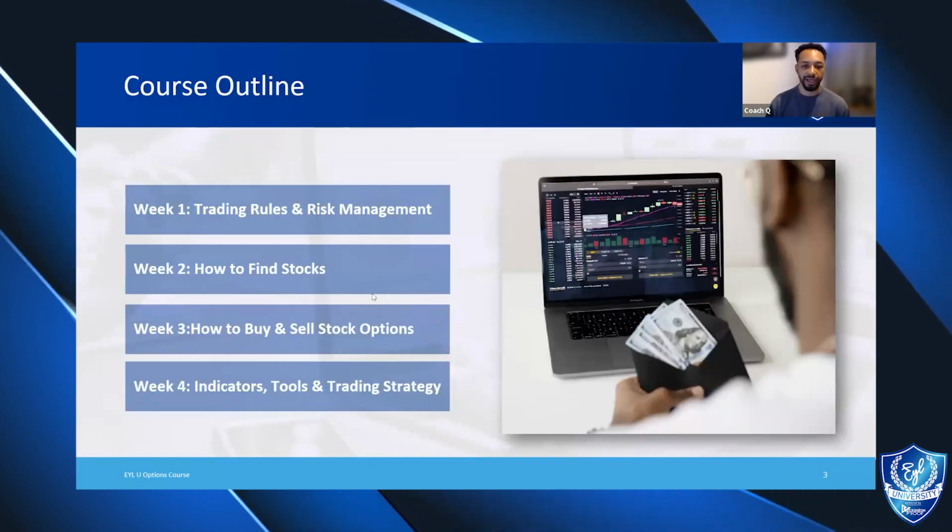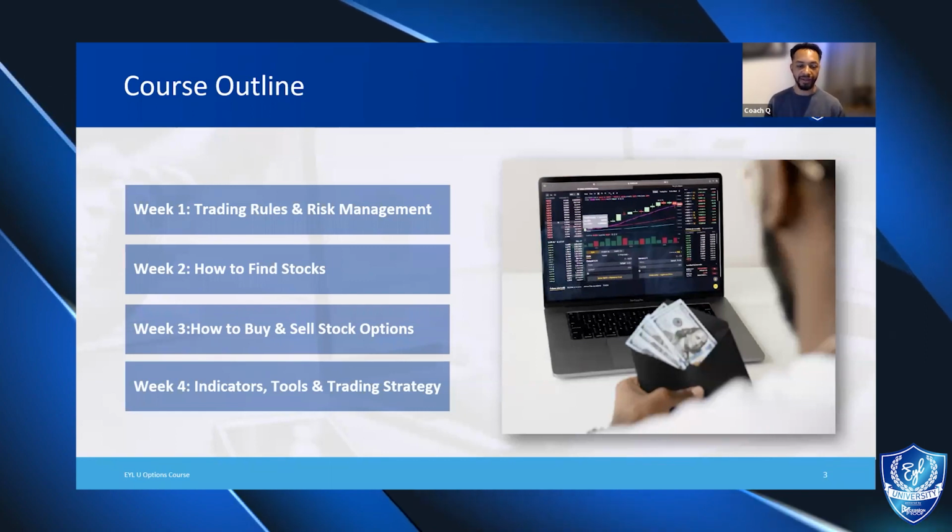So with this outline, this week we're really going to be focusing on the trading rules and risk management. Next week is going to be about finding different stocks. There's going to be a variety of different types of stocks that you can invest in and trade. We just want to make sure that we can perform the right due diligence in terms of having that visual on what to look for, what not to look for, and different indicators that we can use.